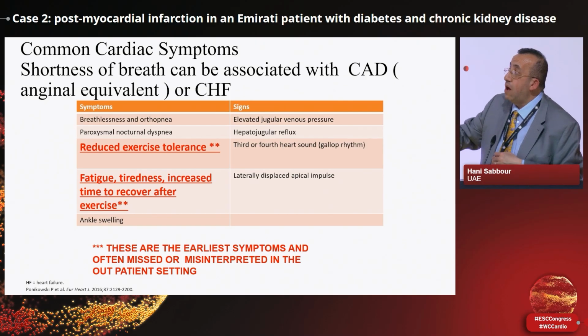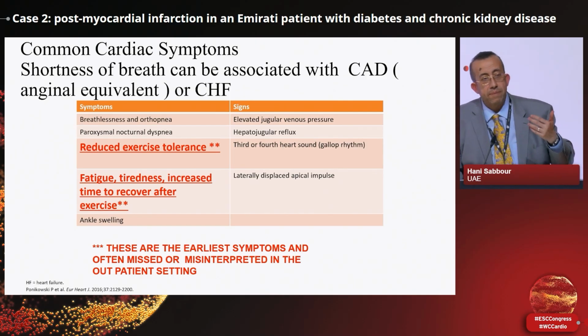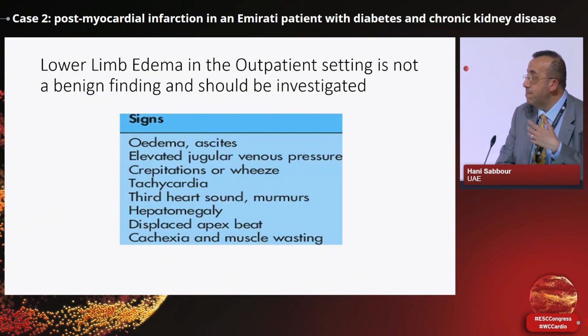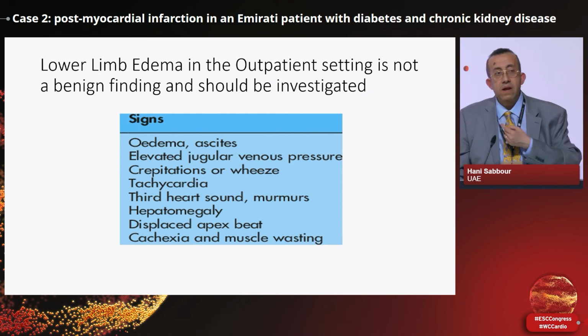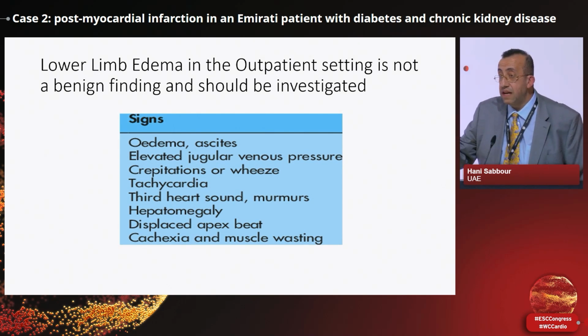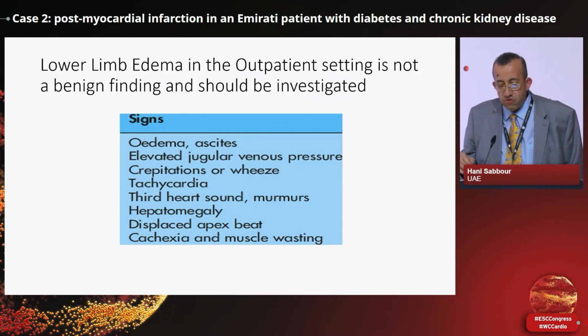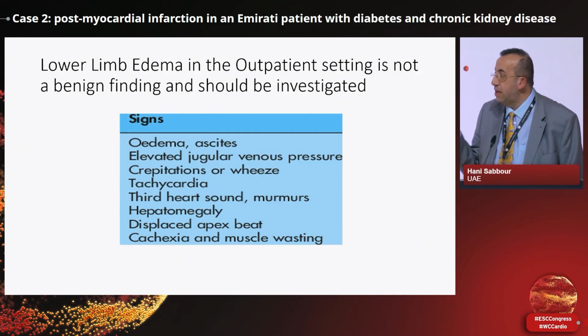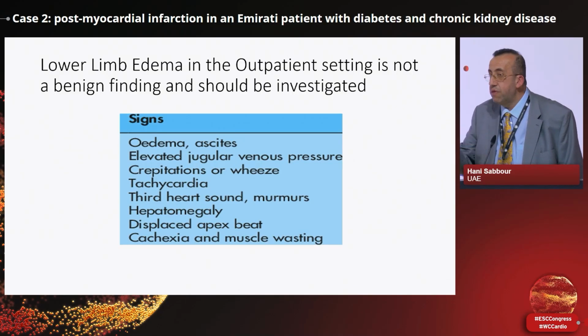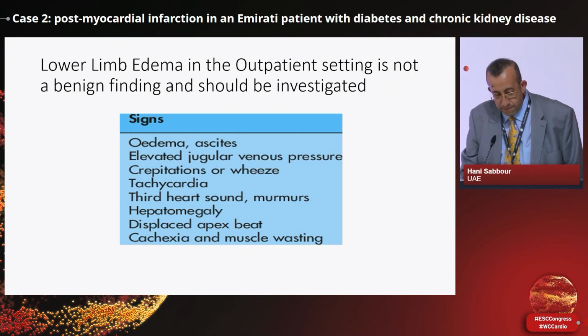Earlier symptoms are fatigue and tiredness, and most people attribute this to sleep apnea or simply not being conditioned. Lower limb edema: in the primary care setting, I'm not talking about cardiologists, lower limb edema is often attributed to amlodipine. It's wrong. It's most likely heart failure. That's another problem. And what do they do? They add a diuretic, and they don't think about why.